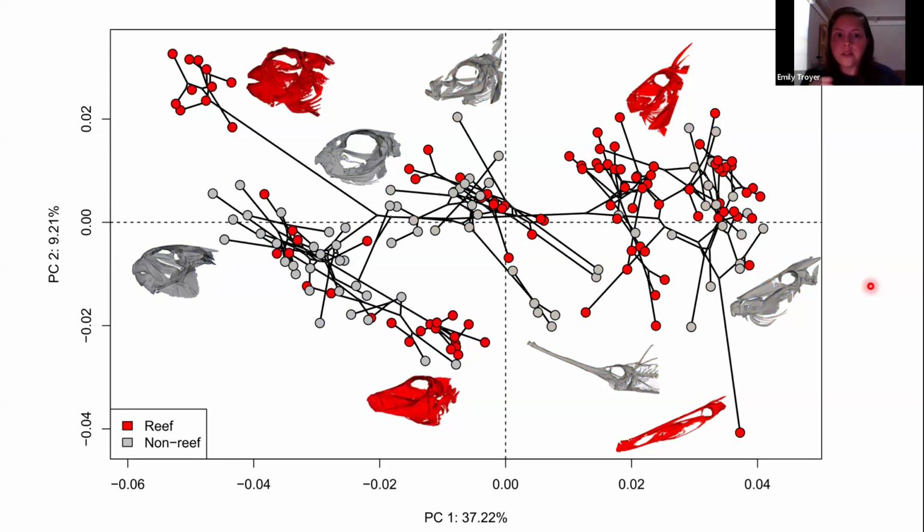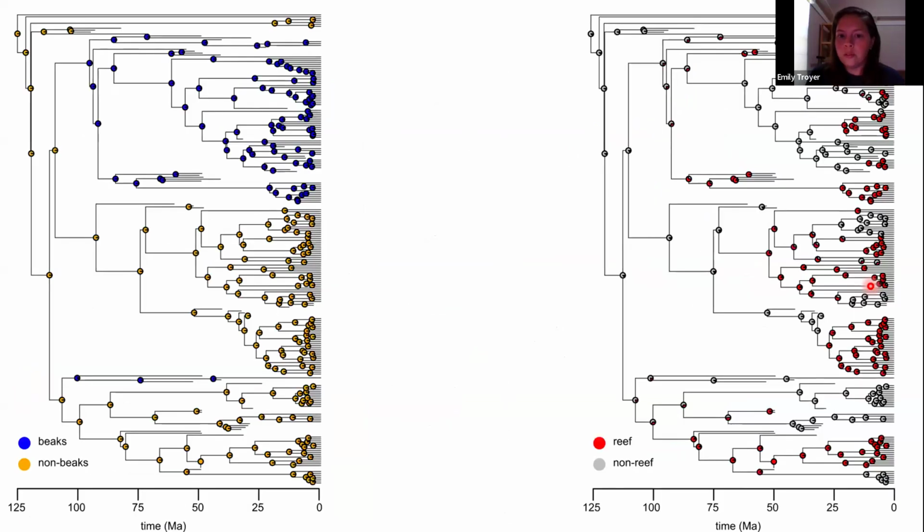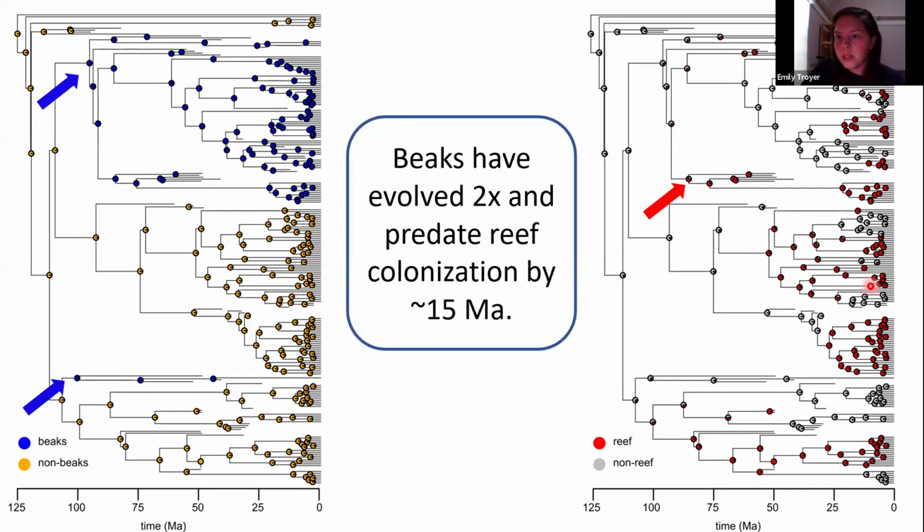By contrast, if we look at habitat type, our reef and non-reef associated species don't occupy separate areas of our morphospace, and when we calculate disparity, there is no significant difference between habitat types. Now, if we use our ancestral character reconstructions, we can look into the timing of the origin of these 2 traits. We find that beaks have evolved separately 2 different times in tetraodontiforms, and the evolutionary origin of the beak actually predates their colonization of coral reefs by roughly 15 million years.